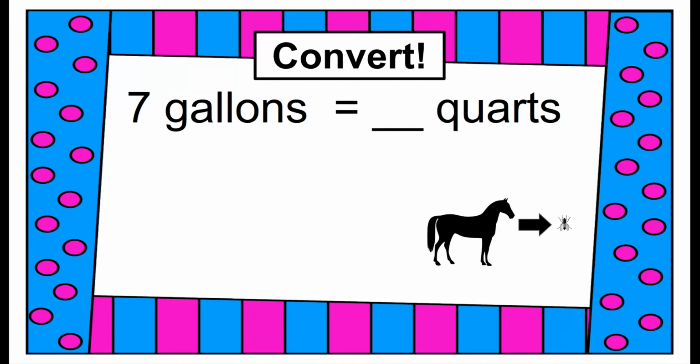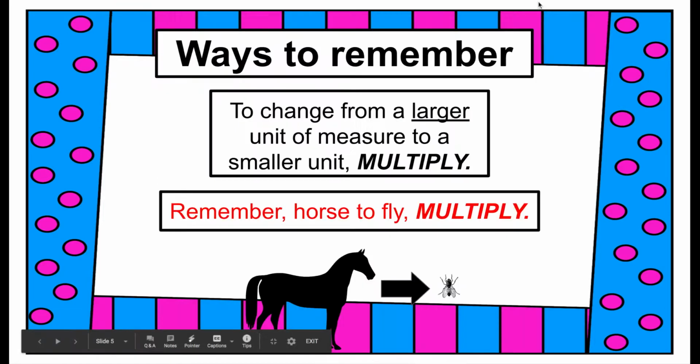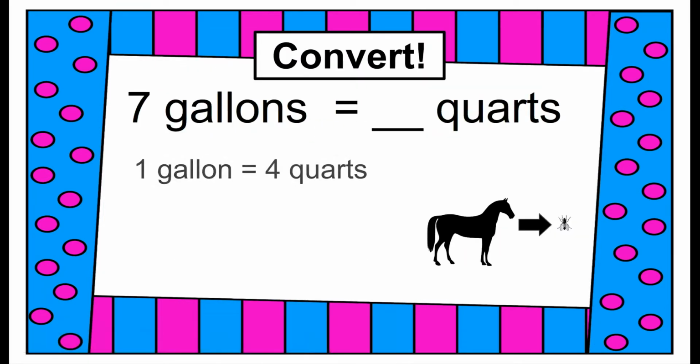So let's take a look. 7 gallons equals how many quarts? So I know that 1 gallon has 4 quarts. If I didn't know that, I could go back to that picture I just drew, and there are 4 quarts, 1, 2, 3, 4 in my gallon. So coming back here, if I know that 1 gallon has 4 quarts, I'm going from a large measurement, a horse, to a fly. So I'm going to multiply. 1 gallon is 4. That means I have 7 groups of 4. I'm going to multiply. 7 times 4 equals 28.